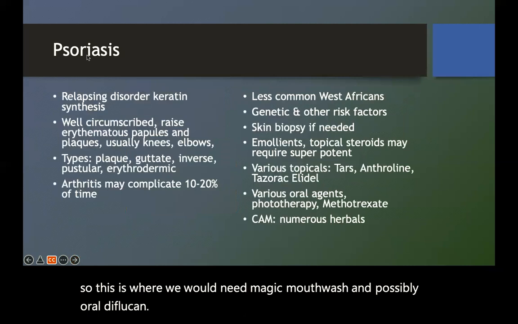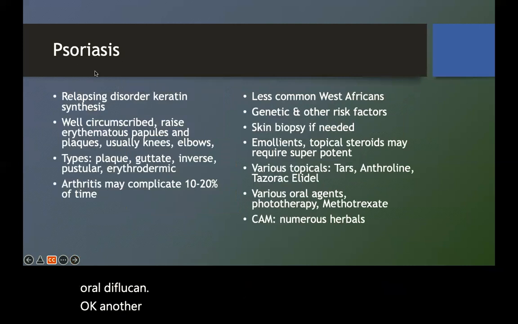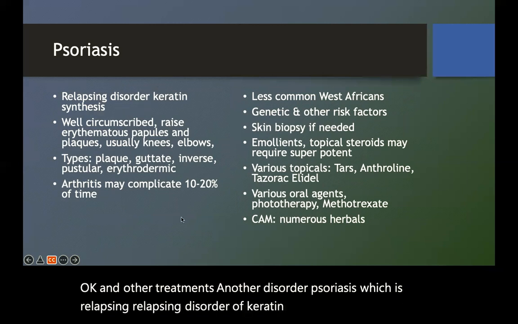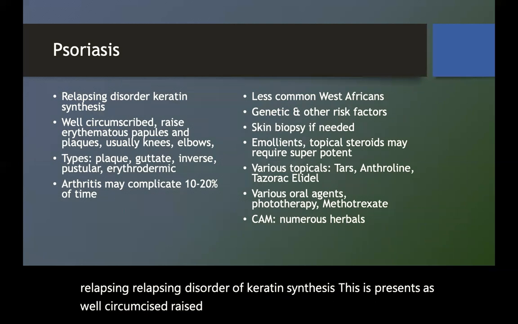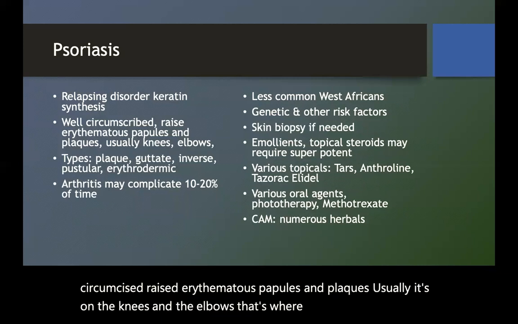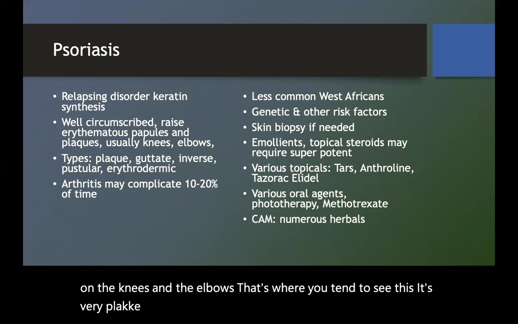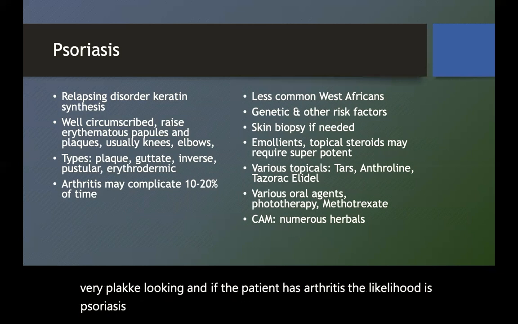Okay, another treatment, another disorder: psoriasis, which is a relapsing disorder of keratin synthesis. This presents as well-circumscribed, raised, erythematous papules and plaques. Usually it's on the knees and the elbows. That's where you tend to see this. It's very plaquey looking.